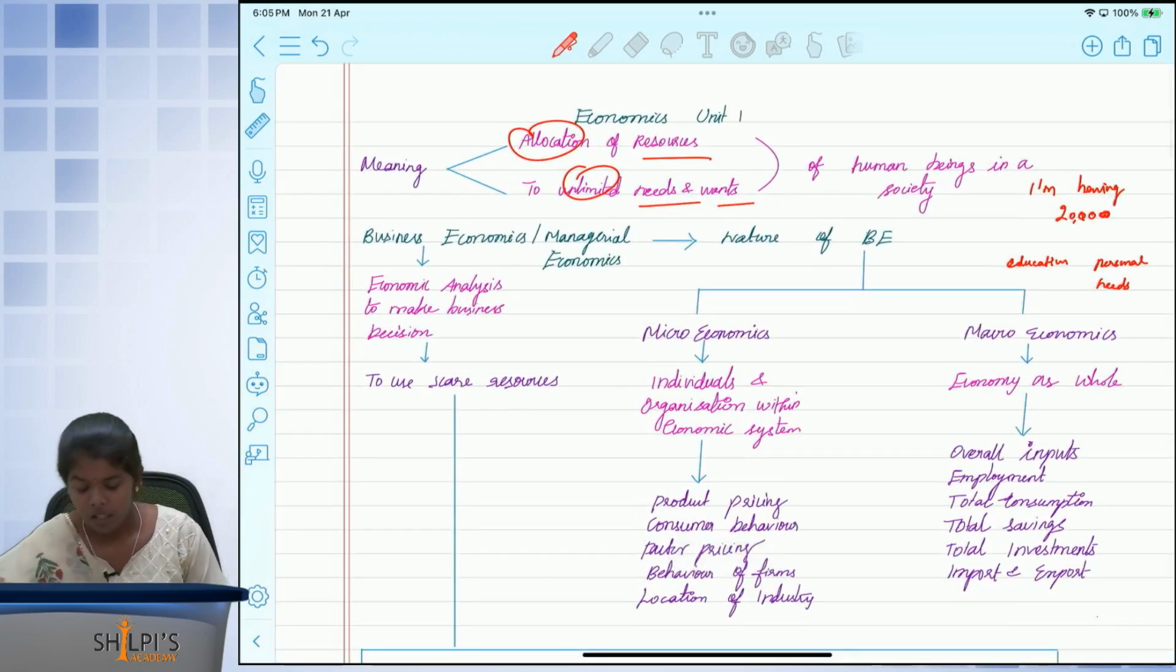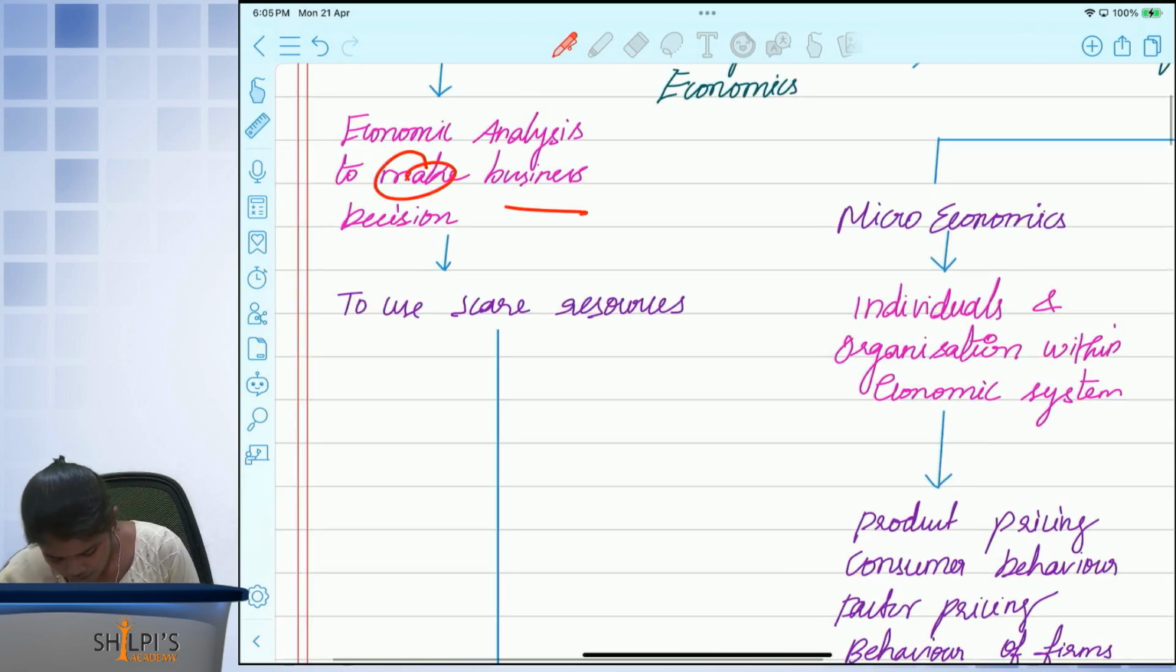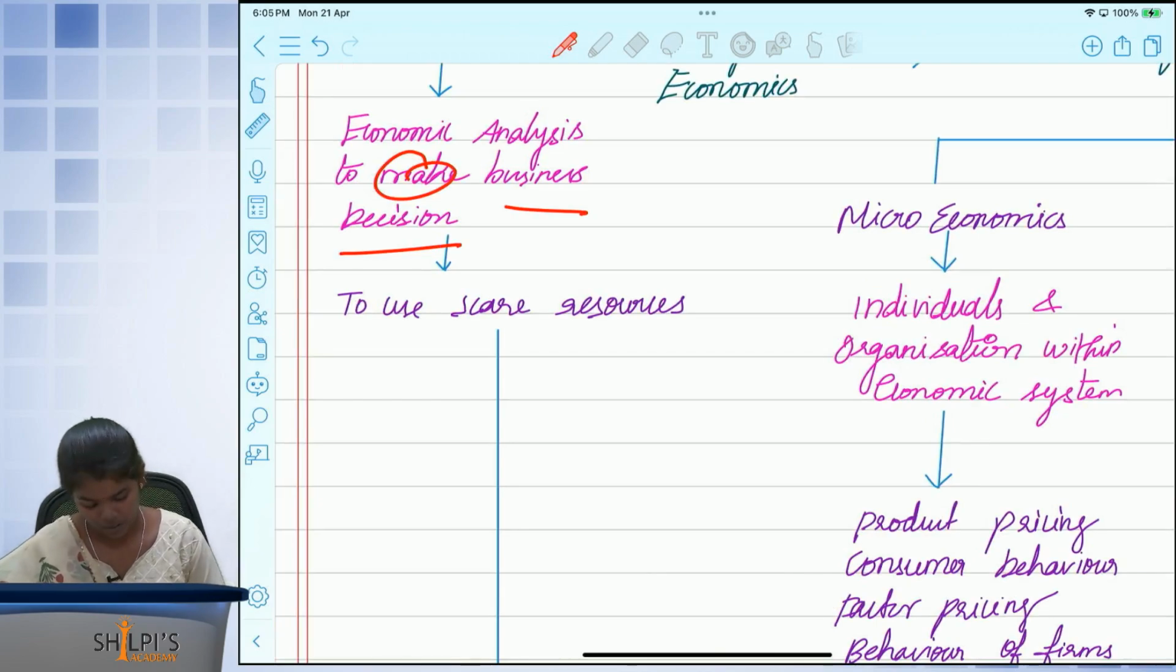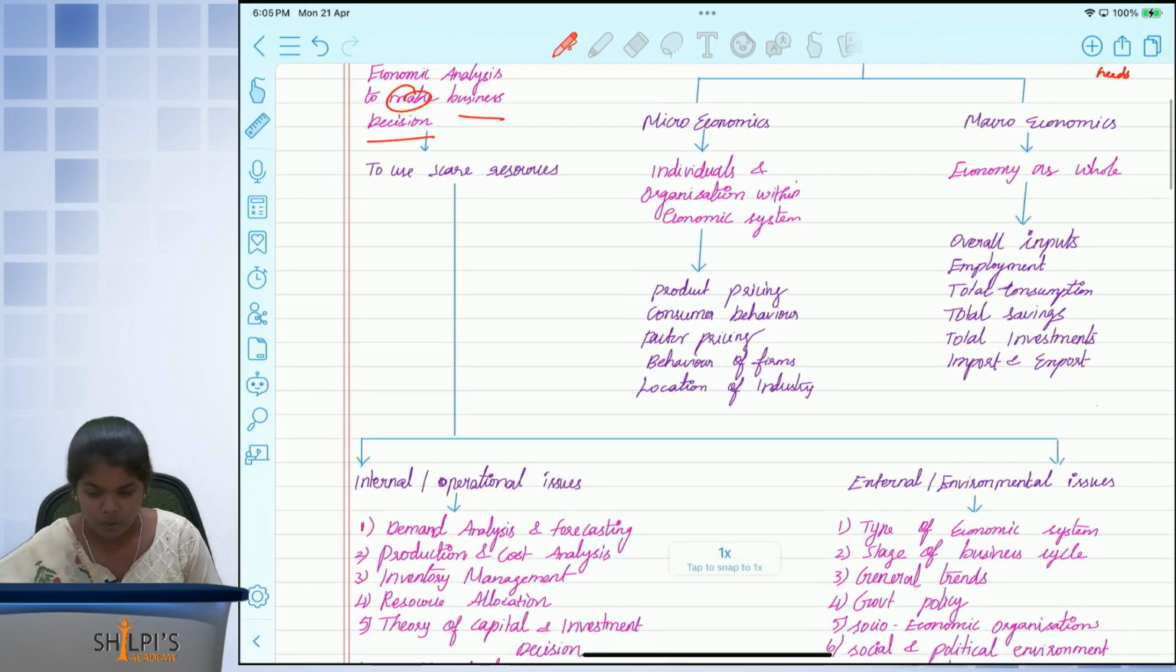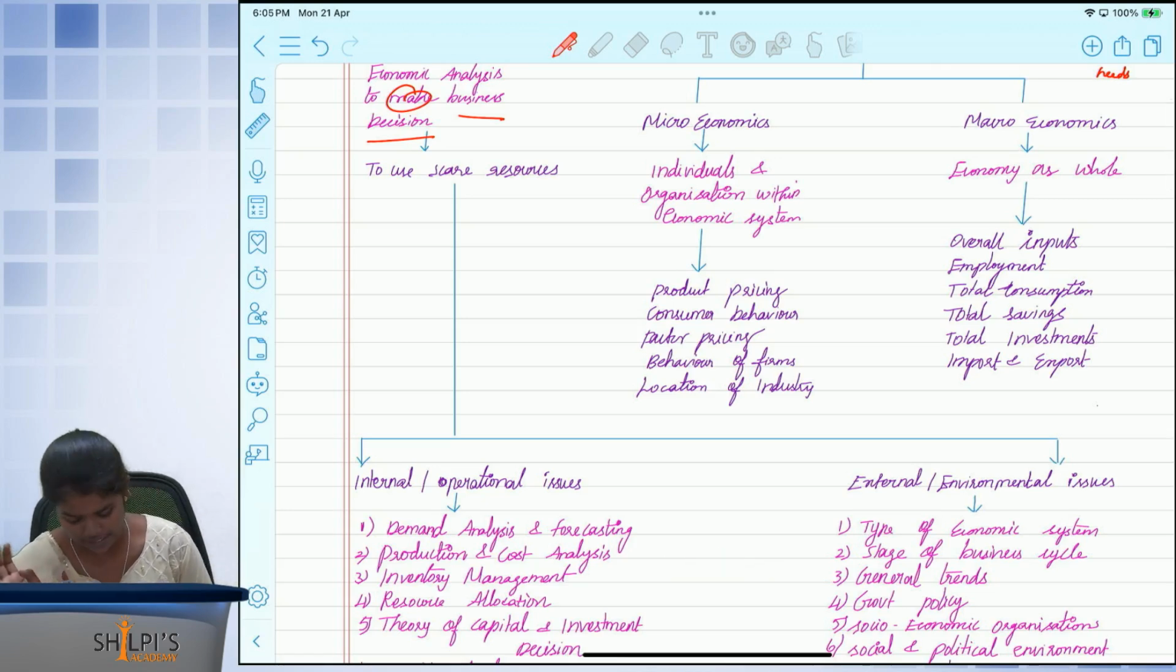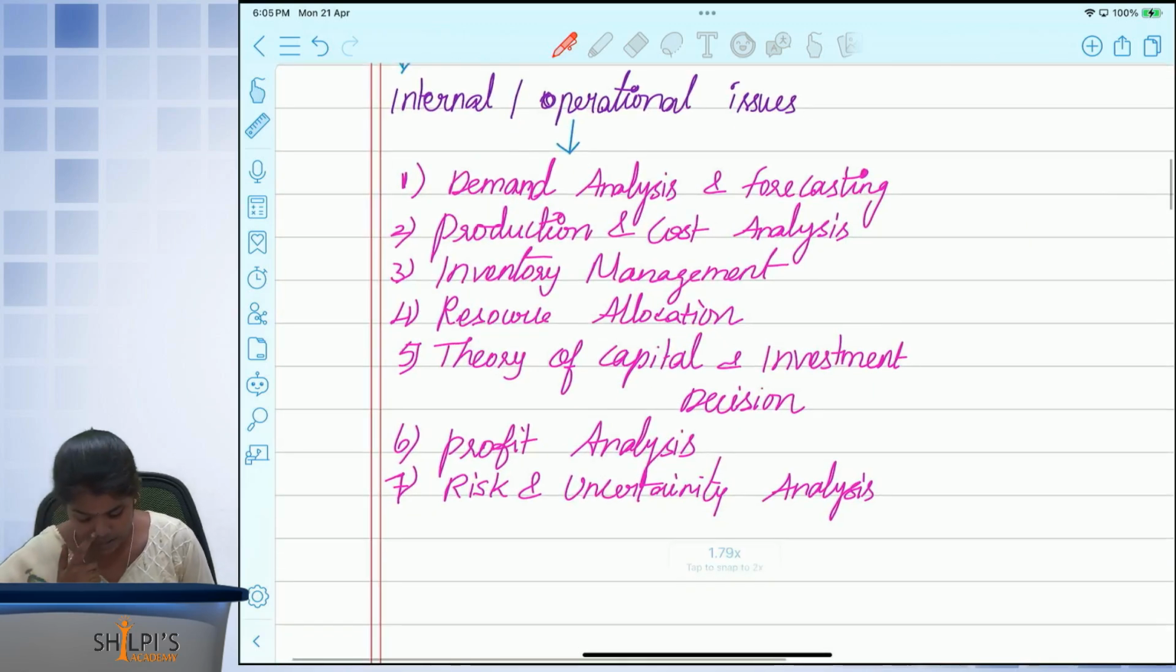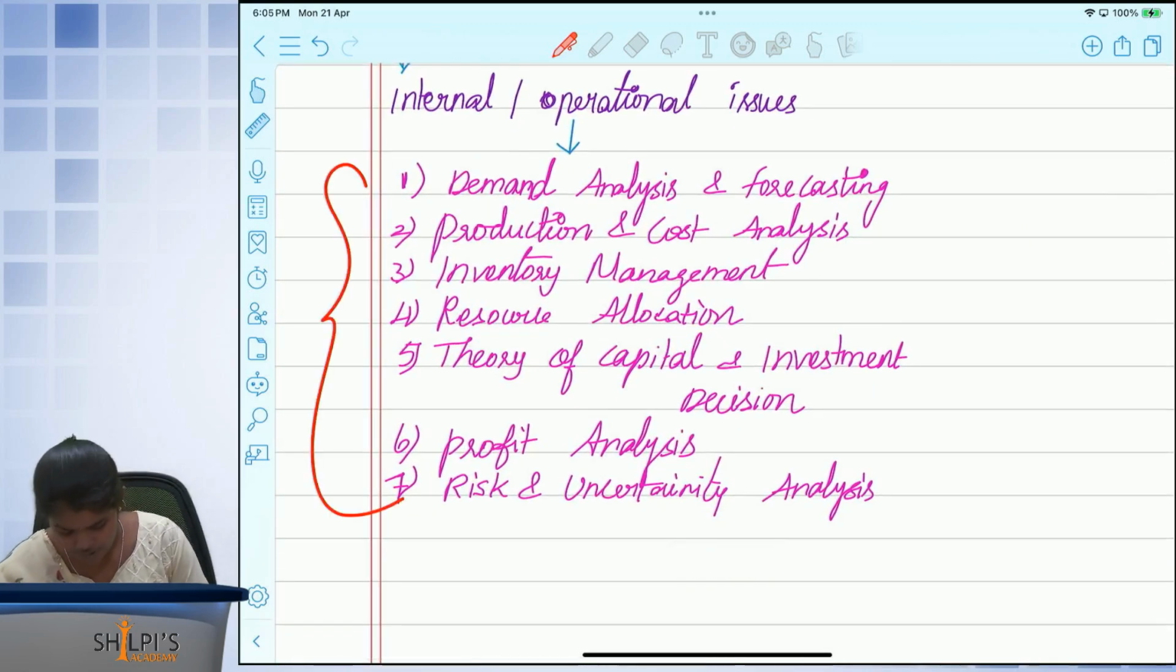And business economics or managerial economics is nothing but an economic analysis through which we can make business decisions, and it will also give solutions to two kinds of issues. One is internal and the second one is external. So internal analysis gives solutions to these 7 problems.